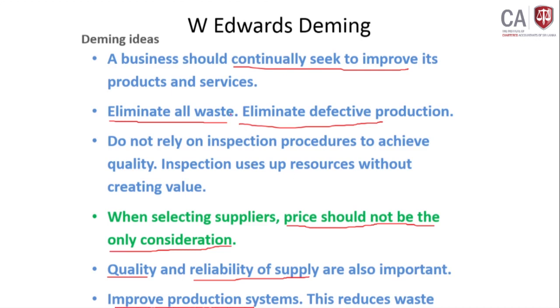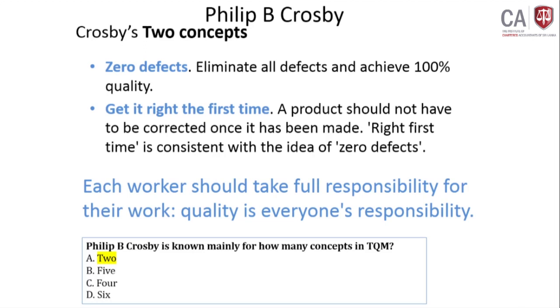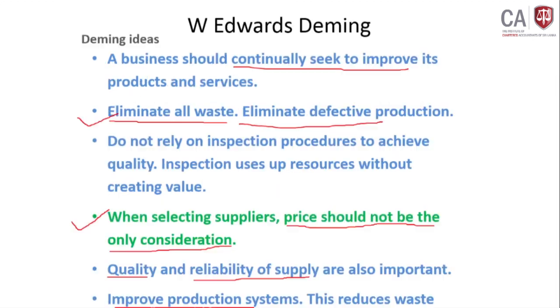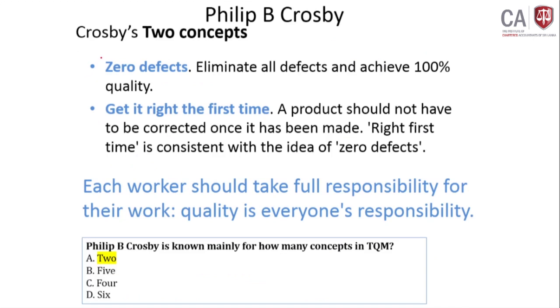So when you are looking at these ideas that he has stated, what are the key things that you can highlight? This is a very good point that he has highlighted. Eliminate waste and eliminate defective products, those are the things. When you are analyzing what others said, you have to take the different ideas that they have explained, right? Then it is easy for you to answer the questions.